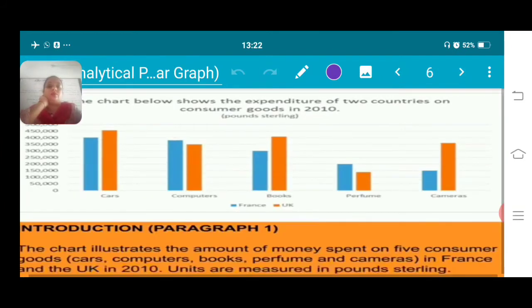Let's see how. The chart illustrates the amount of money spent on 5 consumer goods, that is cars, computers, books, perfumes and cameras, in France and the UK. Because this is a group of countries, here we have to use the UK, in 2010. Units are measured in pounds sterling.